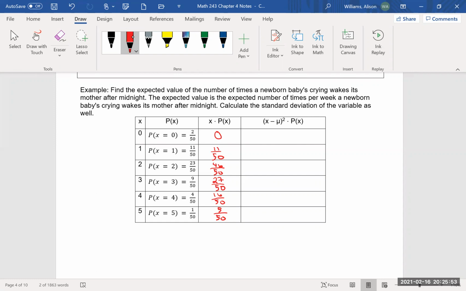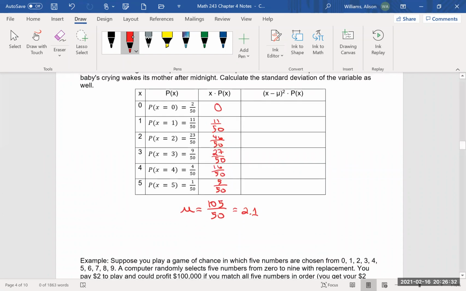Okay, so let's go ahead and add these all up. So let's see, 47, 57, 77, 84, 94, 100, 105 over 50. So I'm getting 105 over 50, which when you actually divide that, that ends up being 2.1. So that's the expected value. So that's the expected number of times. 2.1 times we expect the newborn's crying to wake up the mother after midnight in a week. All right.